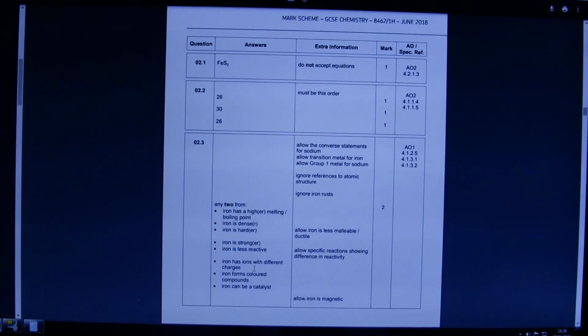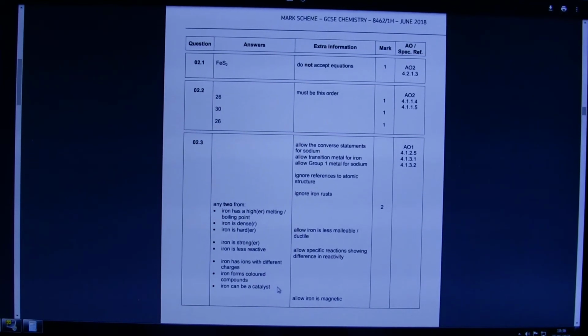Yes. Iron has ions with different charges. Yep. Iron forms coloured compounds. Iron can be a catalyst. It can. You can use iron oxide as a catalyst in rocket fuel. Allow iron is magnetic. Allow specific reactions. Allow iron is less malleable and ductile.